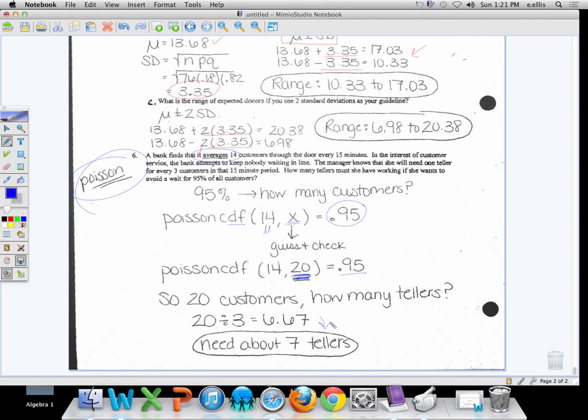Again, this isn't necessarily one that we have done in class. Again, this is more of a challenge applying that knowledge of Poisson to different scenarios.